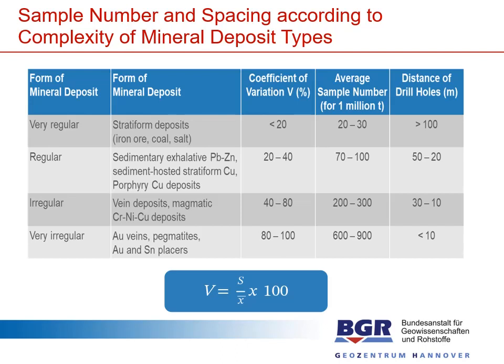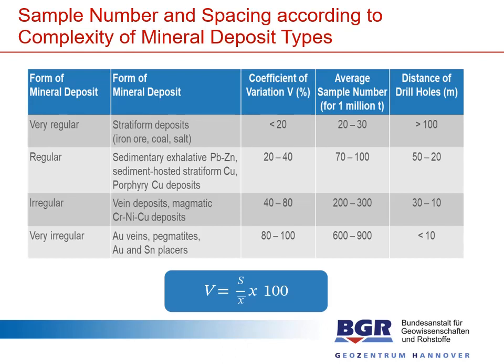We're talking about a regular deposit when the coefficient of variation is between 20 and 40. This is usually sedimentary exhalative lead-zinc deposits, sediment-hosted stratiform copper, porphyry copper, and similar deposits. The average sample number for 1 million tons of ore is 70 to 100, and the distance of drill holes is already far closer. It's only 20 to 50 meters. Irregular deposits, we are talking about when the coefficient of variation is between 40 and 80. These can be vein deposits or magmatic chromium, nickel, copper deposits.